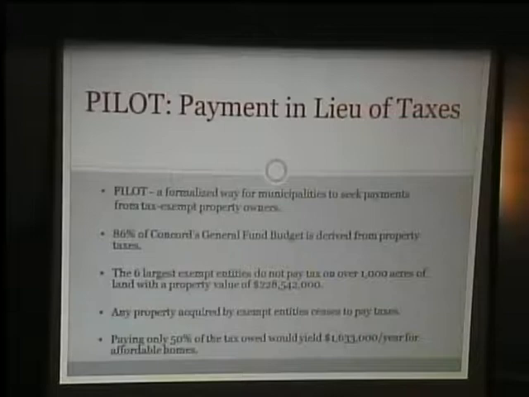So what does that mean for a revenue stream for affordable housing? Well, if only those six entities paid just 50% of the tax owed, that would yield $1.6 million per year for affordable housing. And again, that's not the full tax, that's just 50% of the tax.